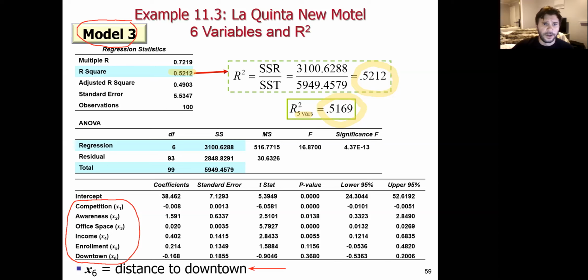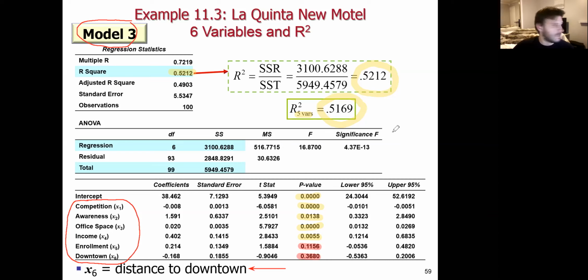The other thing I want to note here is let's take a look at which variables in our model are individually significant. Notice the intercept still is, competition still is, awareness is significant, office space is significant, income is significant, but enrollment still fails at the 5% level, and also at the 10% level. That p-value is bigger than that. And it looks like the distance to downtown is not individually significant either.